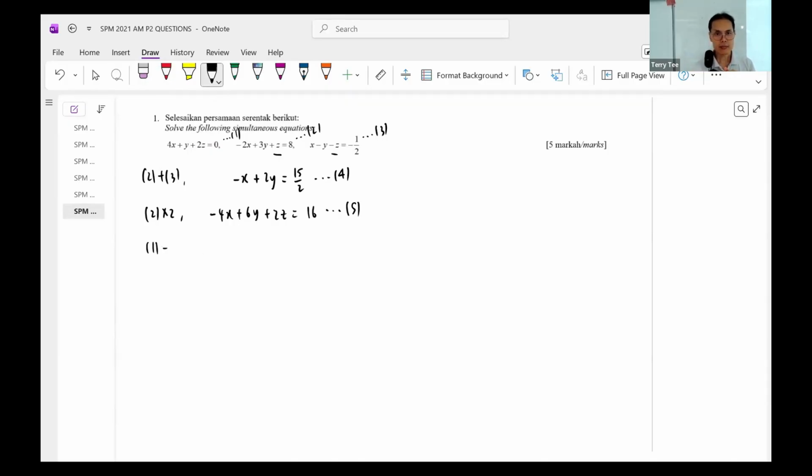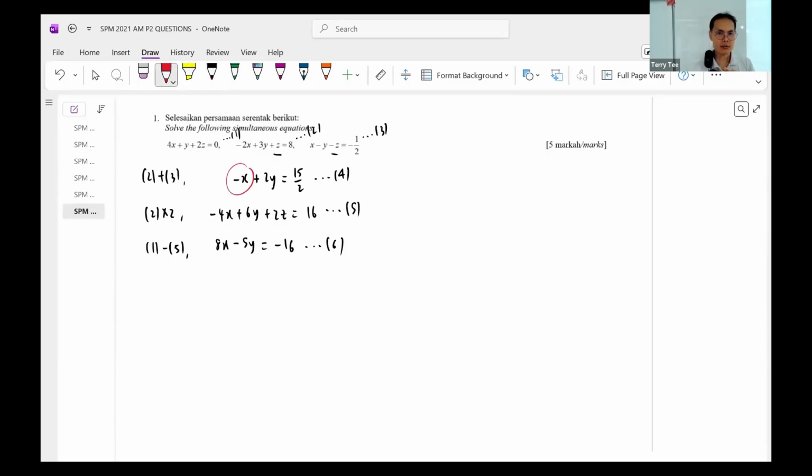Now, let us subtract. Take equation 1 minus equation 5. So 4x minus minus 4x is 8x. 2y minus 6y is negative 4y. 2z minus 2z is 0. 0 minus 16, negative 16. Equation number 6.